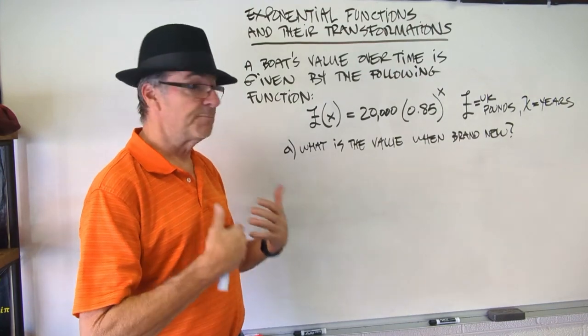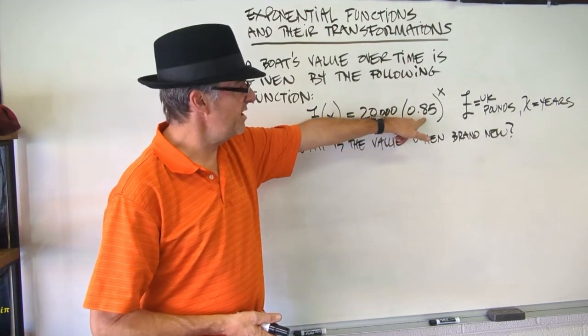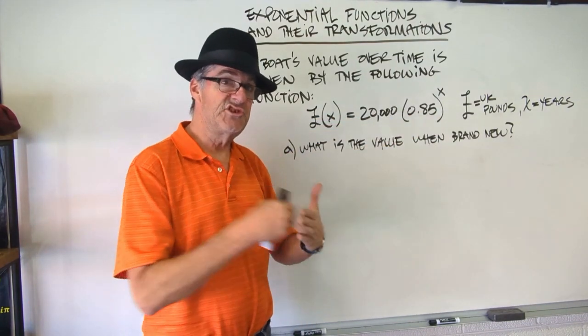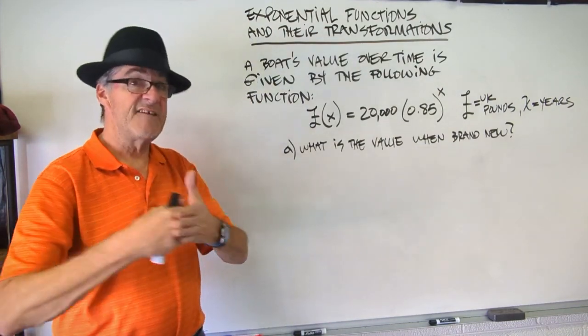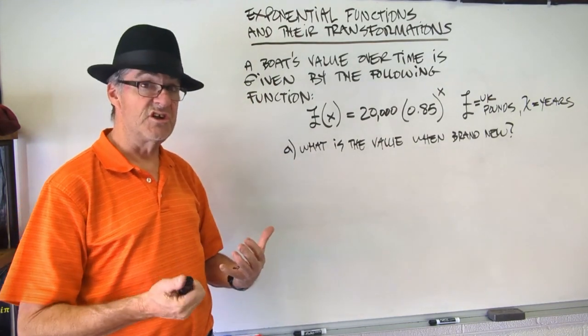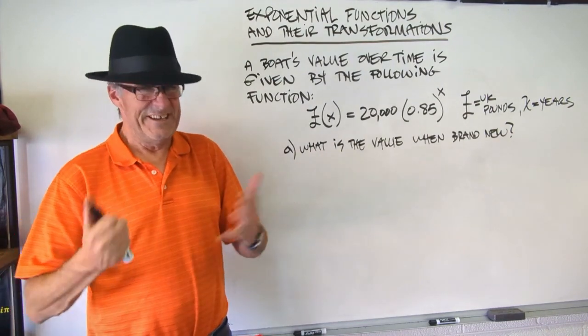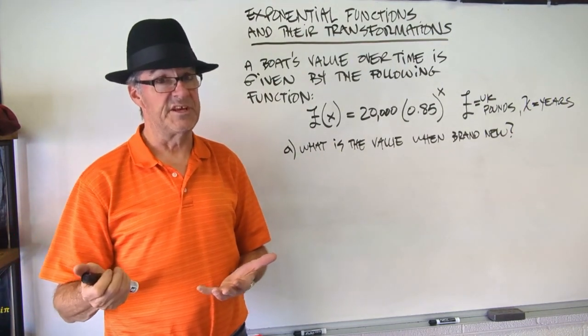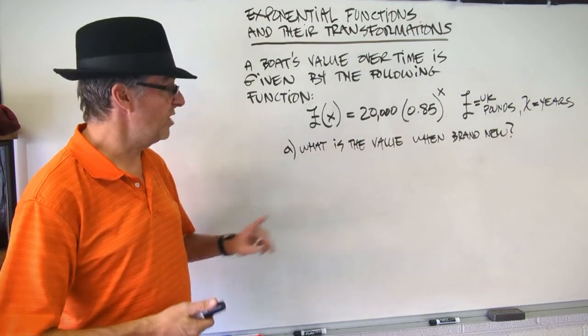Now, if you understand your percents and all that, you're going to realize that 0.85 means that each year it's worth 85% of what it was worth the previous year. So that's just good to know so that when you get to your answer, you can evaluate it for reasonableness. Okay, so here's your first prompt.